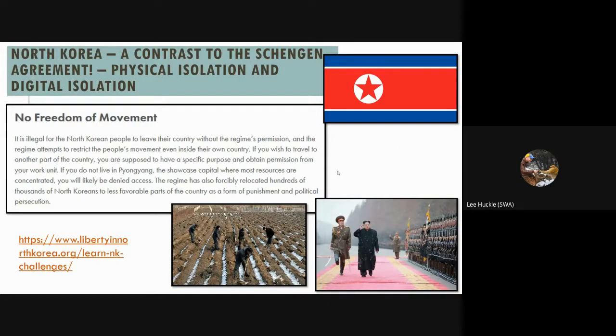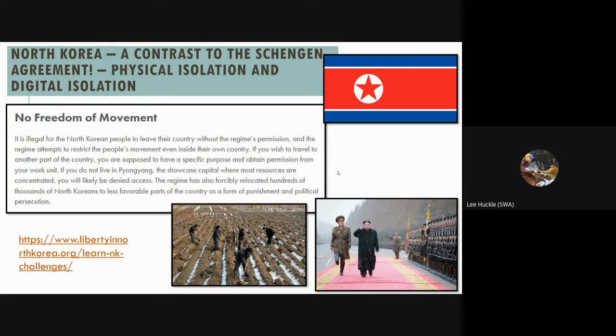Contrast that, we mentioned North Korea. Totally the opposite. A very much hard, closed border. They do not allow the freedom of move people in or out. That's a really important point to make. So remind yourself of the North Korea example, which was physical isolation and also digital isolation.